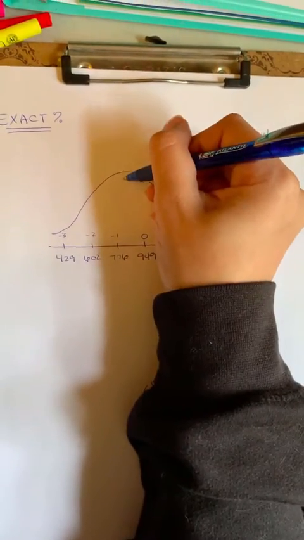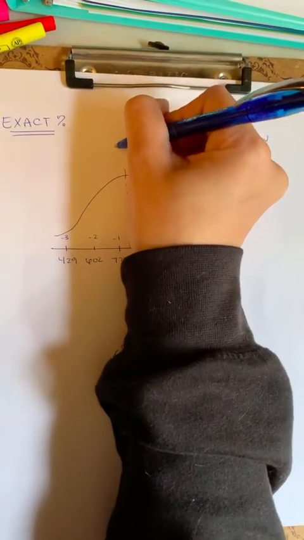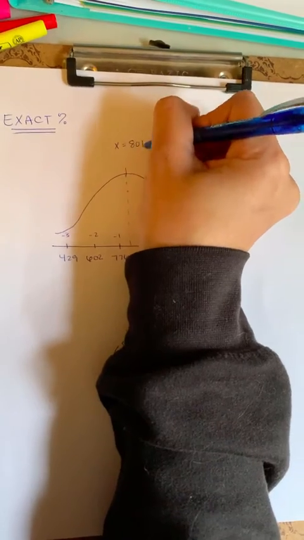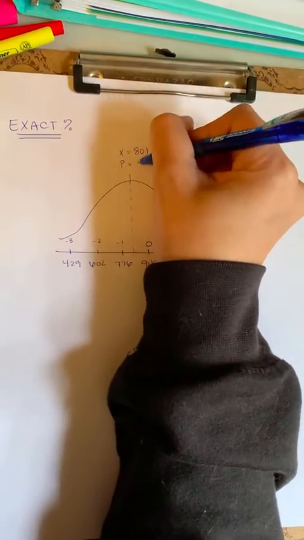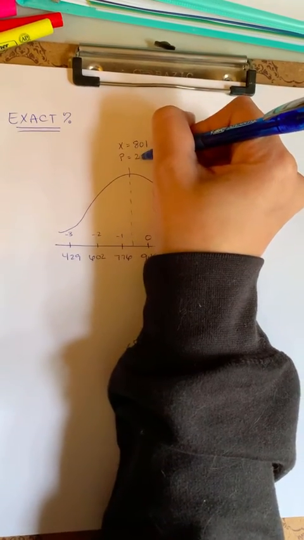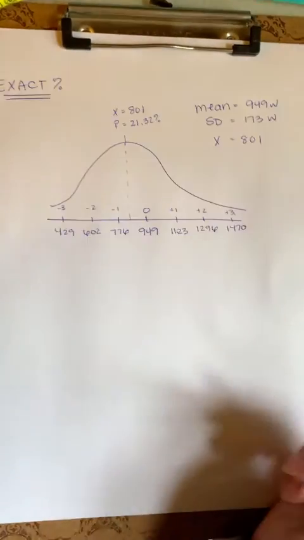So I'm going to draw this dotted line. That's going to represent where X, or our raw score, is 801. And then we know for our exact percentile, at least, we found this to be 21.32%.